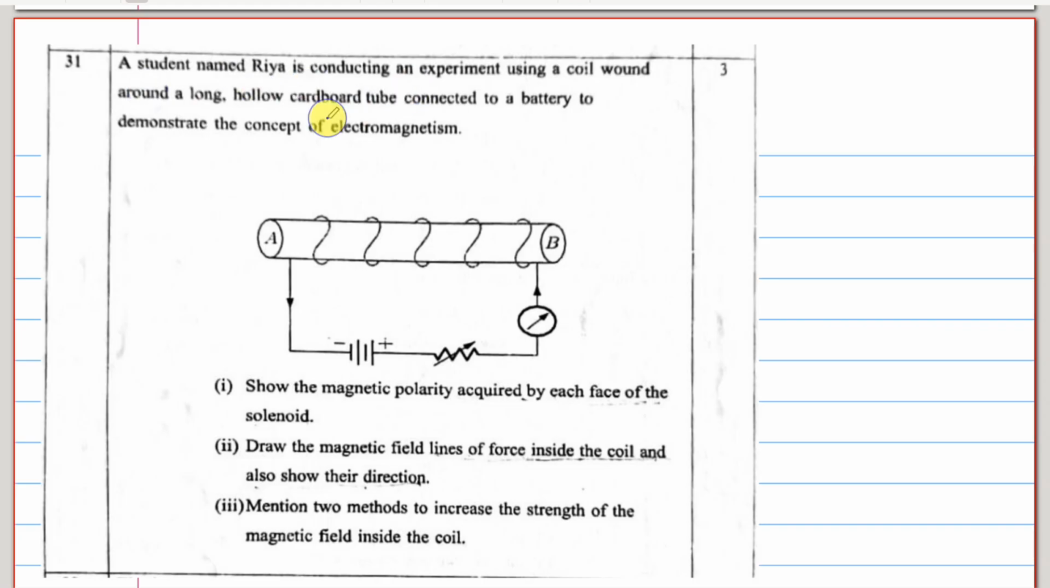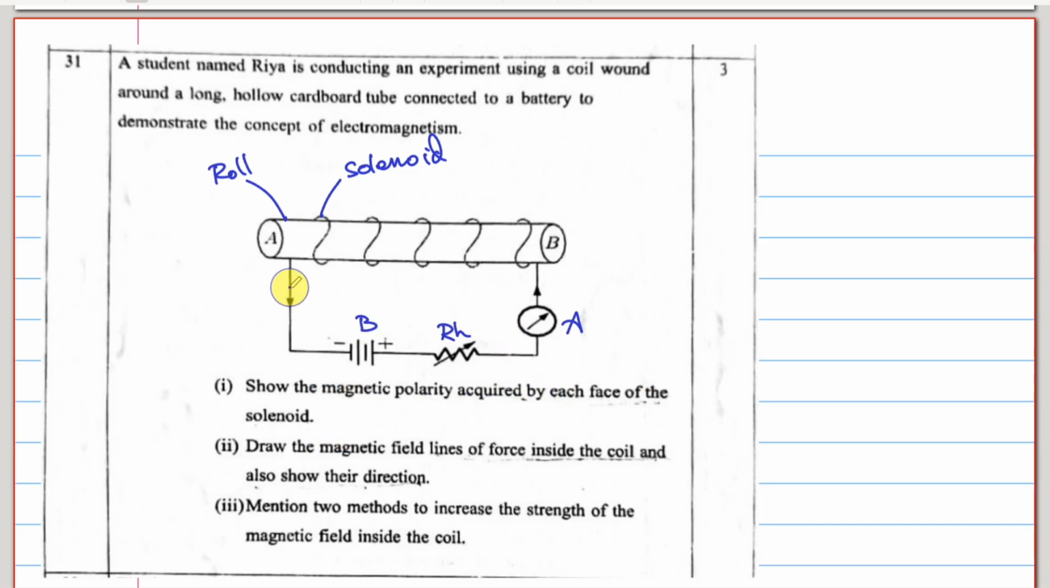Next question, question 31. A student named Ria is conducting an experiment using a coil wound around a long hollow cardboard tube connected to a battery to demonstrate the concept of electromagnetism. Okay, we have a circuit which consists of a solenoid. So this is a solenoid. We have a cardboard roll which has two faces A and B. We have a battery, we have a rheostat, and we have an ammeter. Show the magnetic polarity acquired by each face of the solenoid.